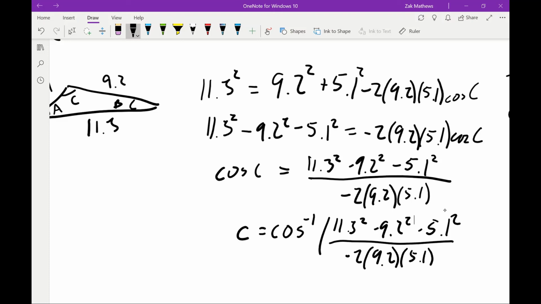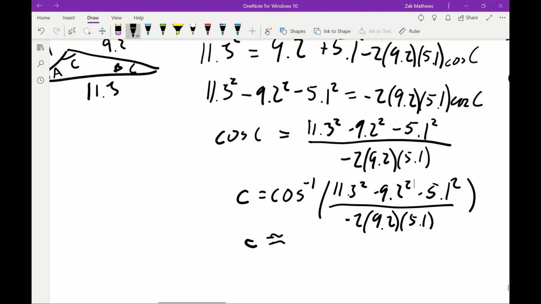And so when I type that into the calculator, it is an approximate, I get approximately 100.46 degrees. And so by using the law of cosines, I guarantee I have the right one.